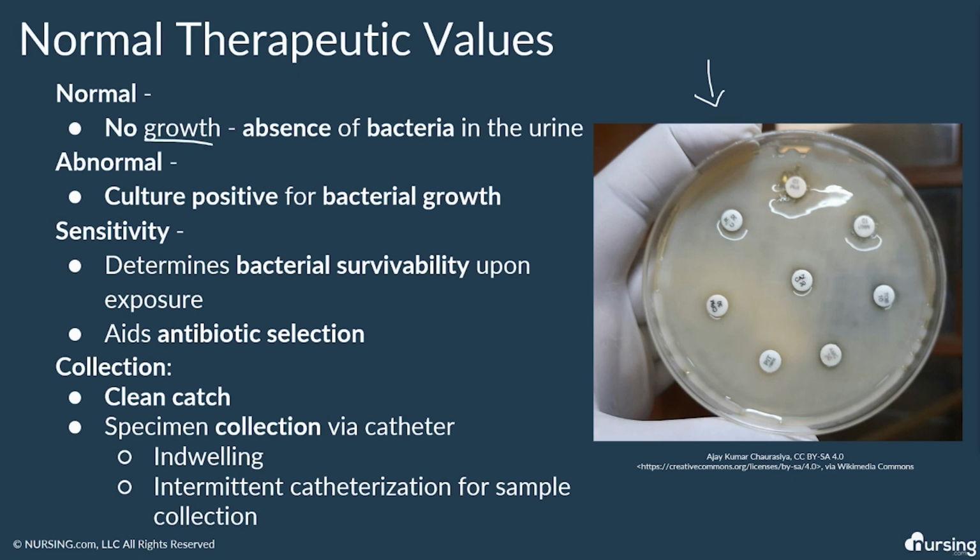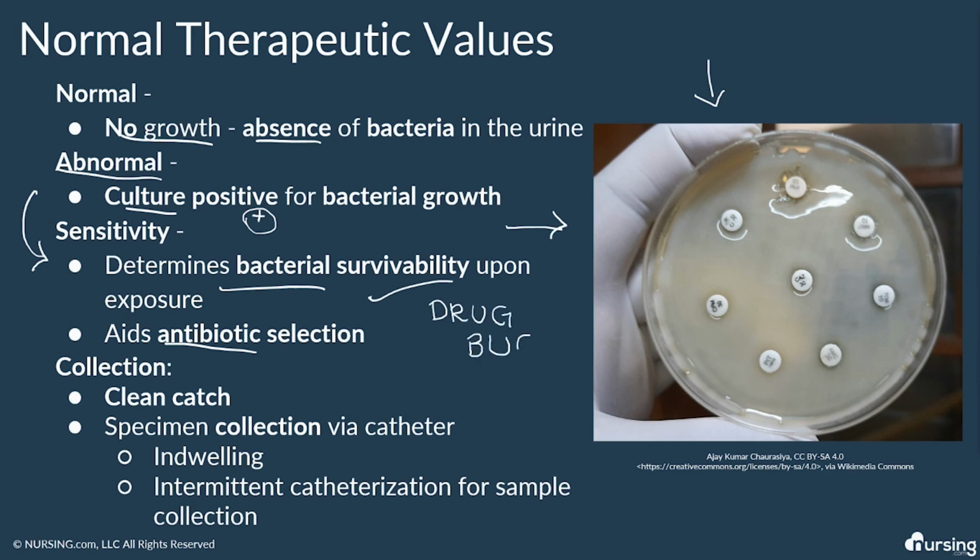So a normal sample, or what we would want to see, is the absence of bacteria in the urine or no growth on our sample. It would be abnormal if the culture was positive for bacterial growth. And then it would go into sensitivity testing. And then sensitivity determines the bacterial survivability upon exposure to those antibiotics. This is going to help us decide that we've got the right drug for the right bug.